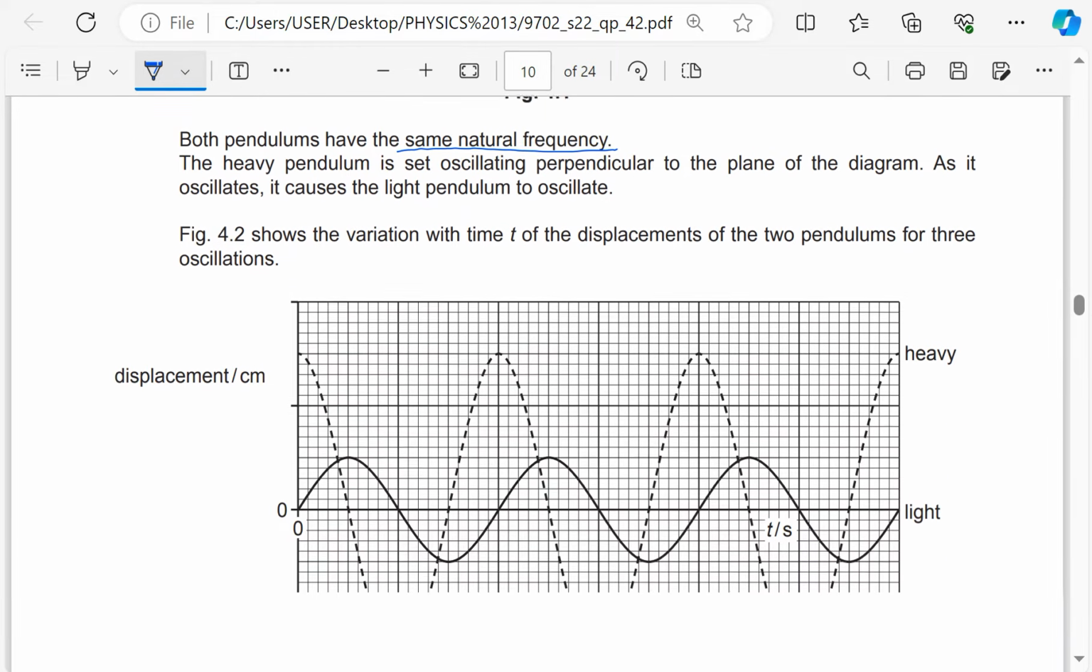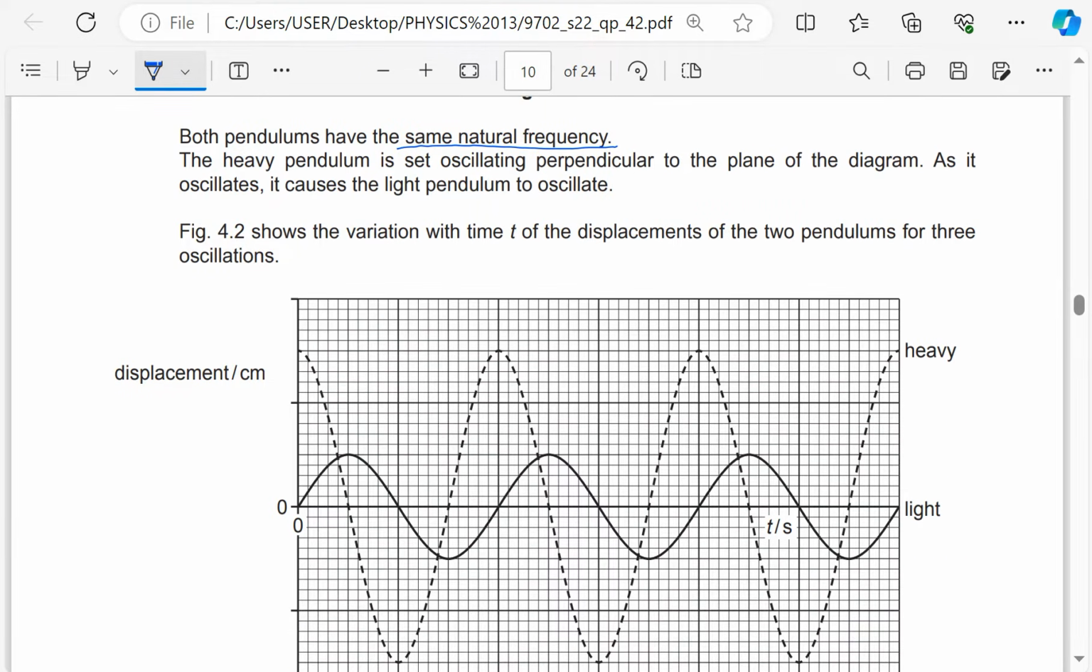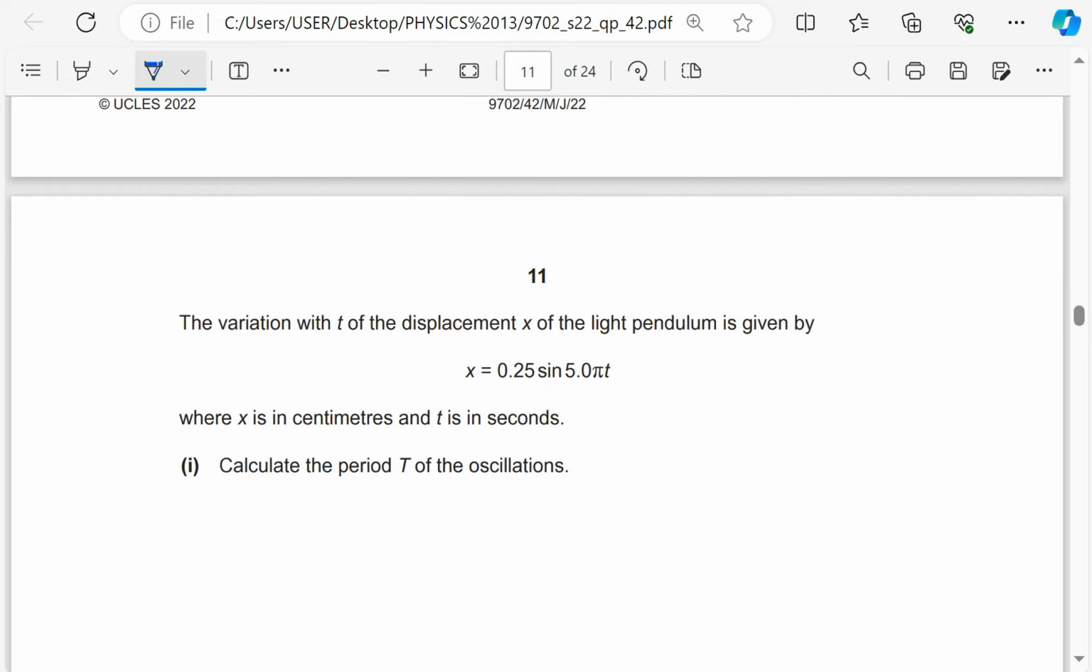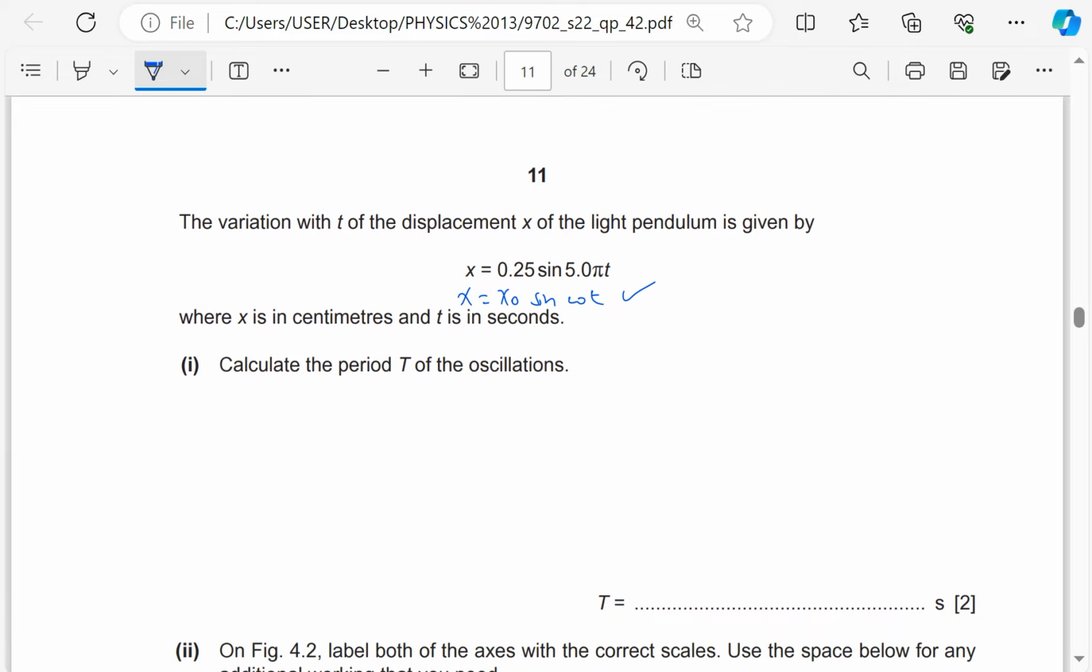This is Barton's pendulums. The figure shows the variation with time t of the displacements of the two pendulums for 3 oscillations. And we see that the displacements are remaining constant for the 3 oscillations. The variation with time t of the displacement x of the light pendulum is given by this equation. So x equals x naught sine omega t. That is the general equation. Here x is in centimeters, t is in seconds. Calculate the period T of the oscillation.